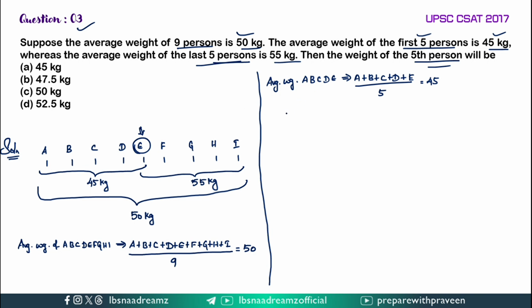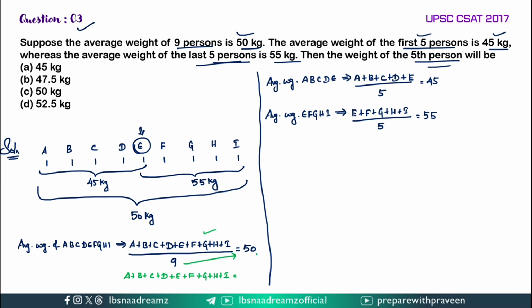Similarly, the average weight of last 5 persons is average weight of E, F, G, H and I divided by 5 is equal to 55. Now we have to find the weight of E. We can write this as A plus B plus C plus D plus E plus F plus G plus H plus I is equal to, cross multiply this, 50 into 9, 450. So let us take this as equation 1.